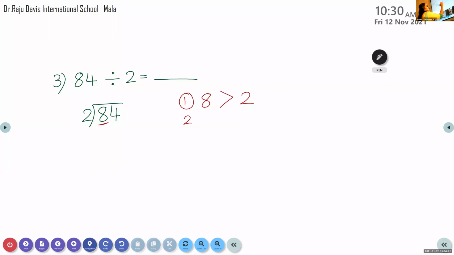The time is up. So what is the second step? 2 into dash is equal to 8. Yes, 8 is there in the table of 2, so you have to move to the second step. Divisor into dash is equal to dividend. 2 into 4 is 8. So that 4 will go up over 8 and this product will come down. Then you have to subtract it. 8 minus 8 is 0.